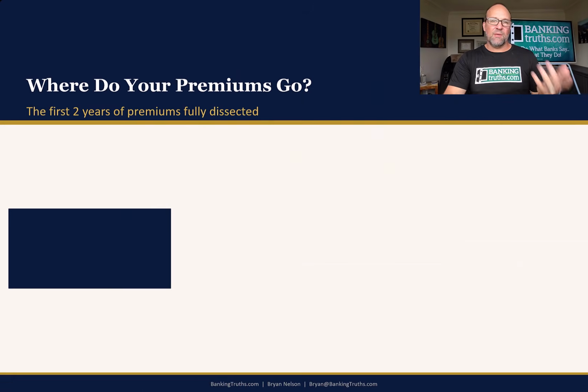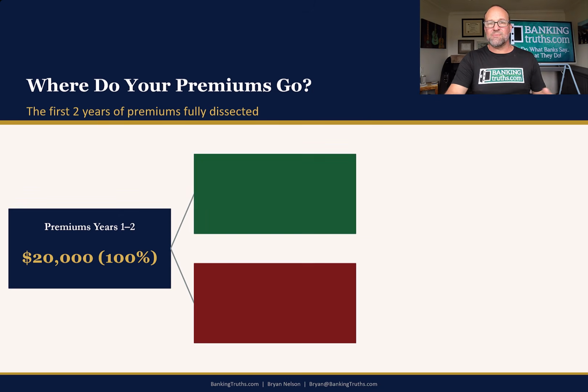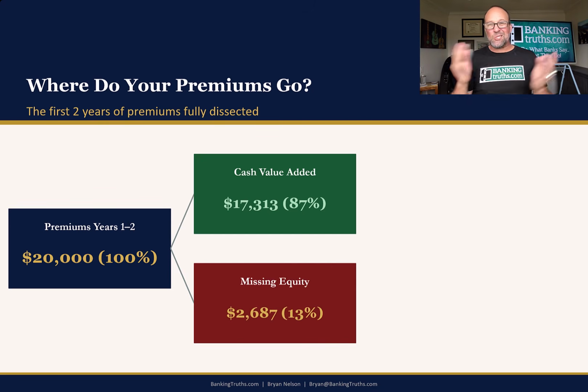All right, I'm going to start with the flow chart I made that really helps with the context of setting up, dissecting that early missing equity. What I'm talking about is the first 2 years, he's paid two premiums of $10,000 each, $20,000 total. And of those two premiums, there's going to be a positive cash value component. $17,300 is showing up in cash value from that $20,000 from the first 2 years, which means $2,687 is missing, and nobody likes that.